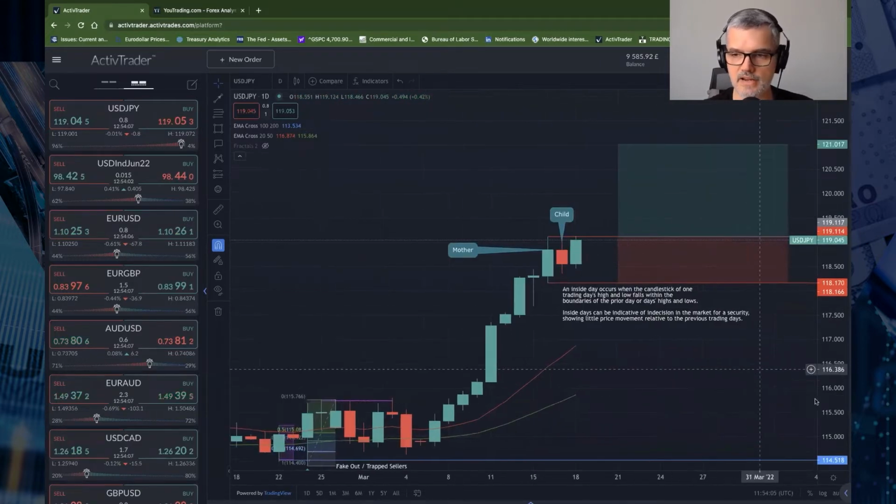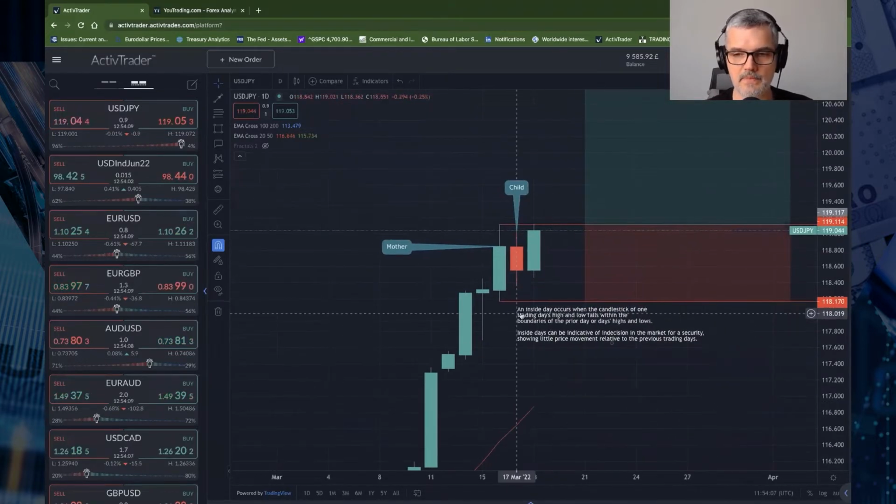Now, I'm going to trade the inside day, obviously. An inside day occurs when the candlestick of one trading day's high and low falls within the boundaries of the prior day's high and low. So we're going to call that inside day the child, and the outside range, if you like, the mother. So the mother forms, this was the FOMC day. So we had a bullish dollar yen day.